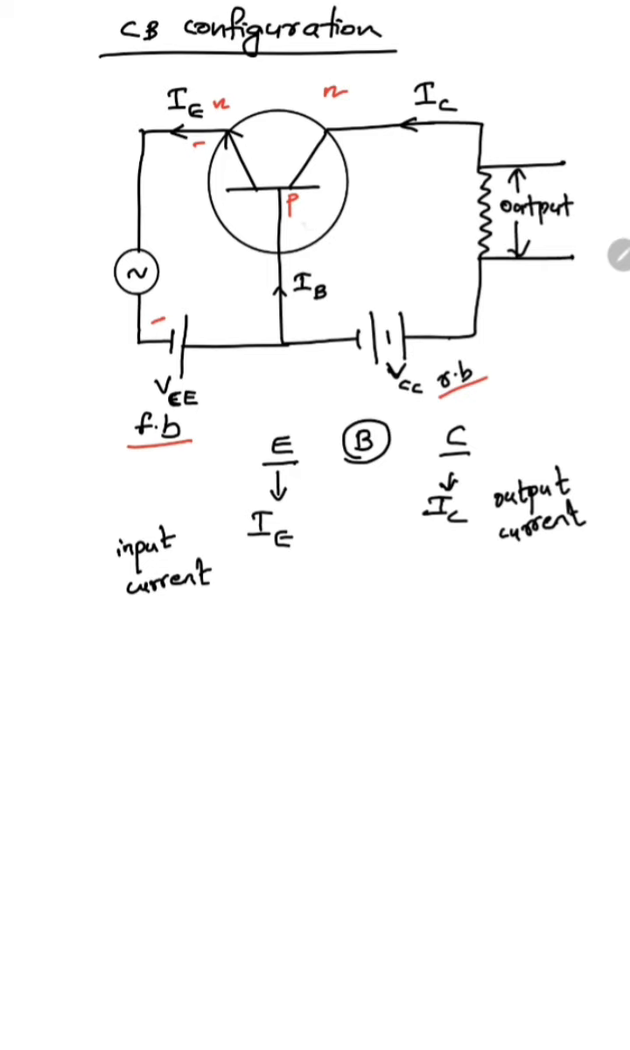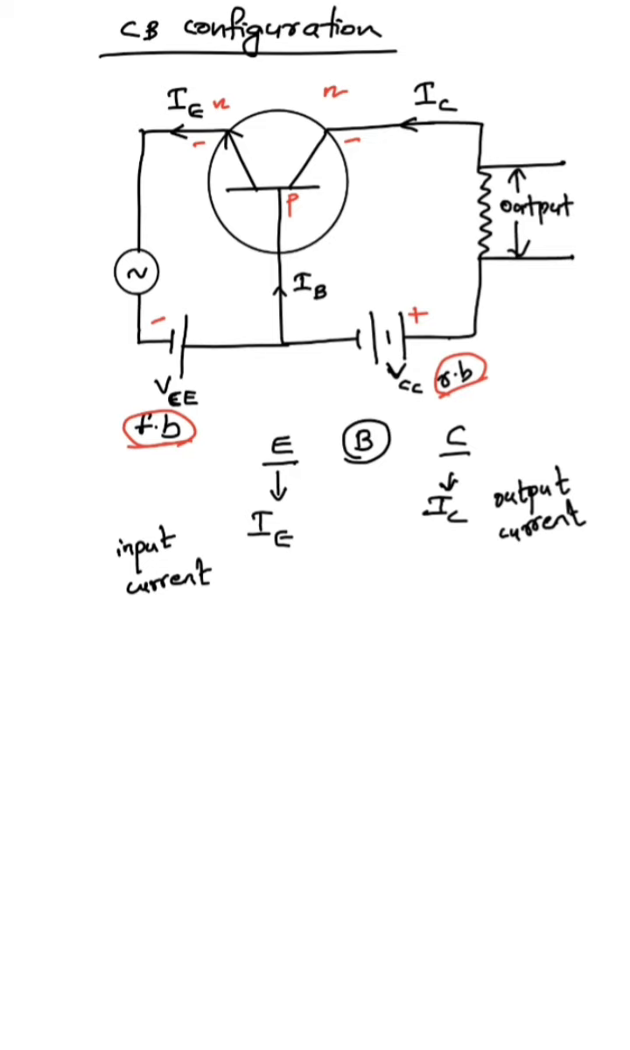Similarly here, this is N, that means negative, and this terminal is positive. So this is reverse biased. So in this way, these conditions are satisfied. In a transistor, we know that the input circuit is always forward biased and the output circuit is always reverse biased. So this is satisfied in this case.